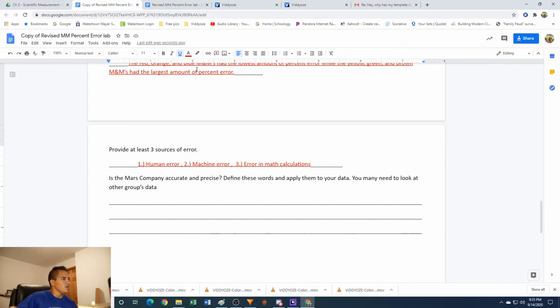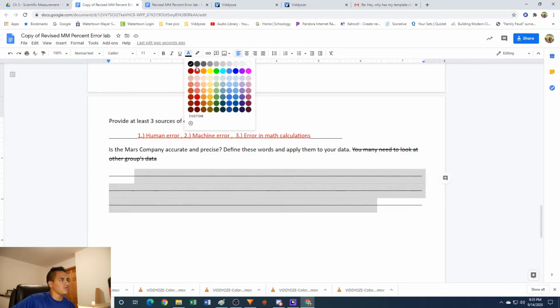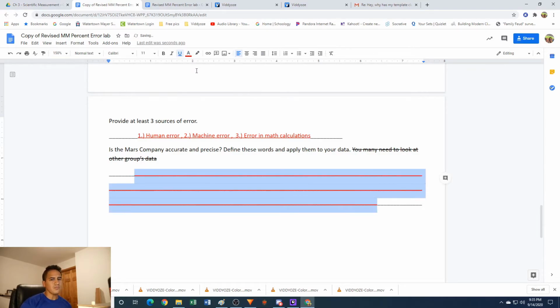So all right, is the Mars company accurate and precise? Define these words and apply them to your data. You may need to look at other groups' data. All right, well, we're not going to worry about looking at other groups' data, so let's just get rid of that. There we go. But we can answer the other question. So is the Mars company accurate and precise? So when it comes to accuracy, remember that accuracy means are the numbers close to what they should be? So that kind of is looking at percent error.